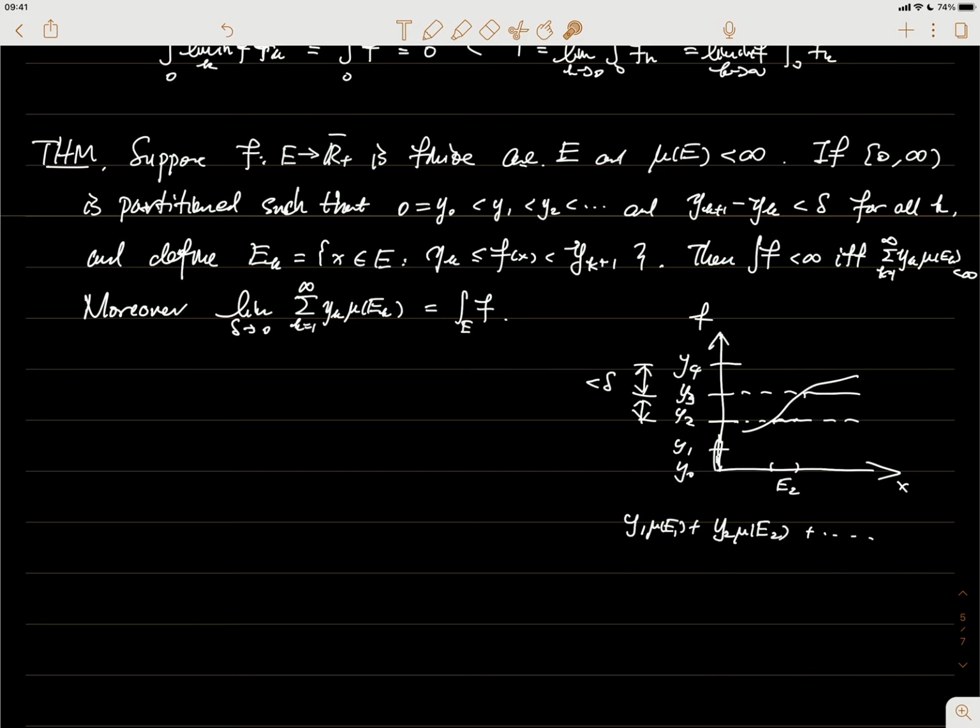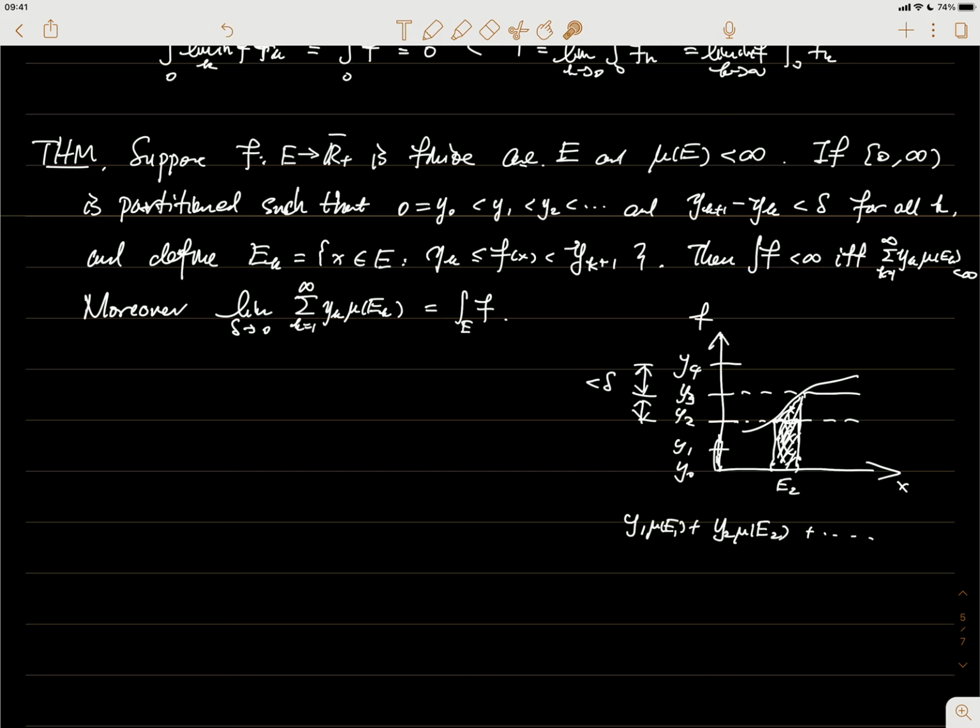And that's not difficult to see for one side, because this is like a lower estimate of the integral of the function. For example, y2 times the mu of E2 is just this area, right? And apparently it's smaller than this area here below this curve. So this will be a lower estimate, or underestimate, of this integral. So if this is finite, then this must be finite as well.